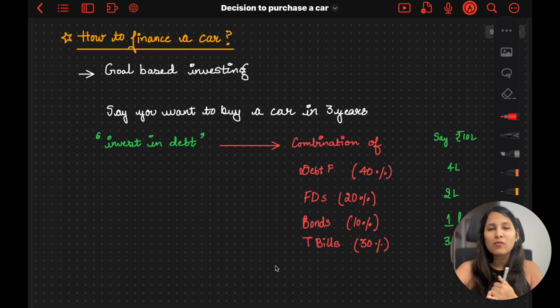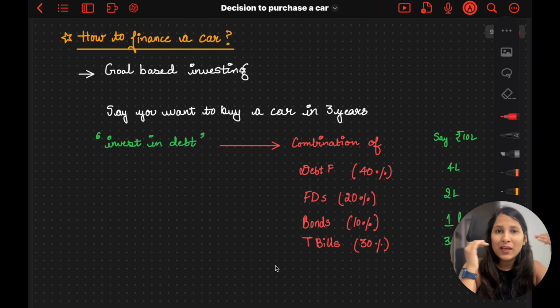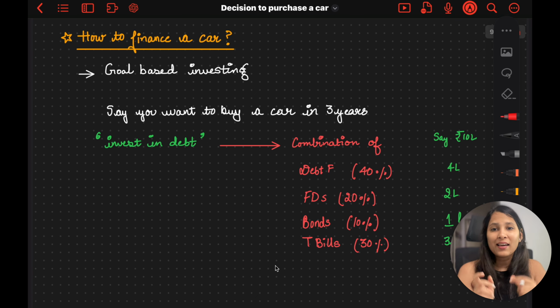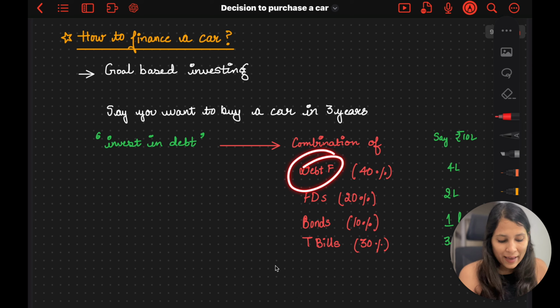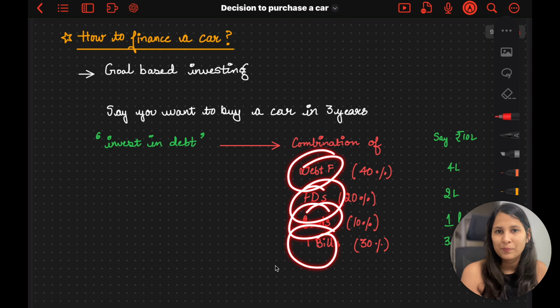First, you identify what your goal is. Second, you identify how much time period is left for you to achieve that goal. And based on the time period, you will select the asset classes that will suit you to complete that goal. Now, in the current case, since the time period was 3 years, we chose to invest our money in debt. And within that debt also, we have diversified our money into different types of debt: a debt fund, FD, bond, and T-bills, right?